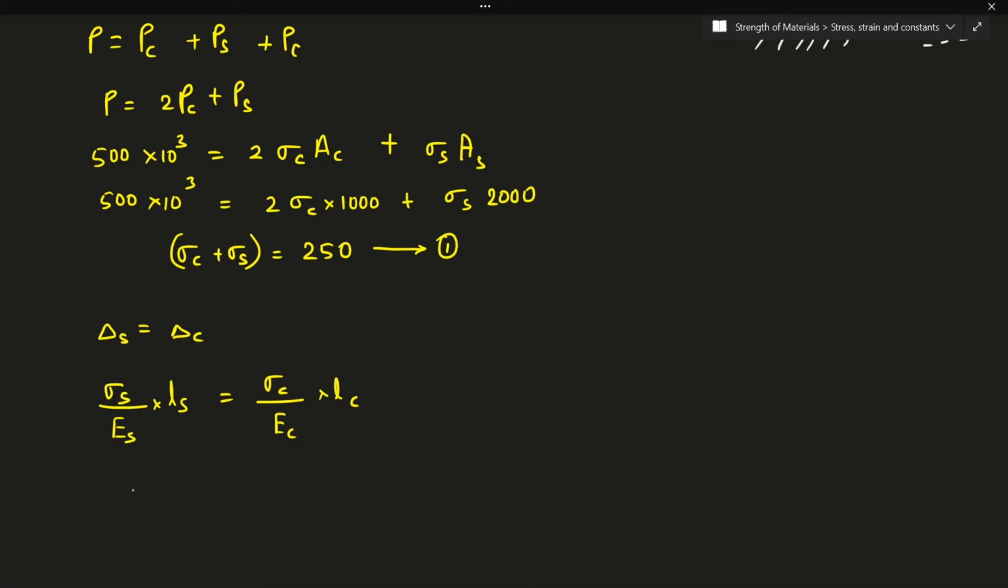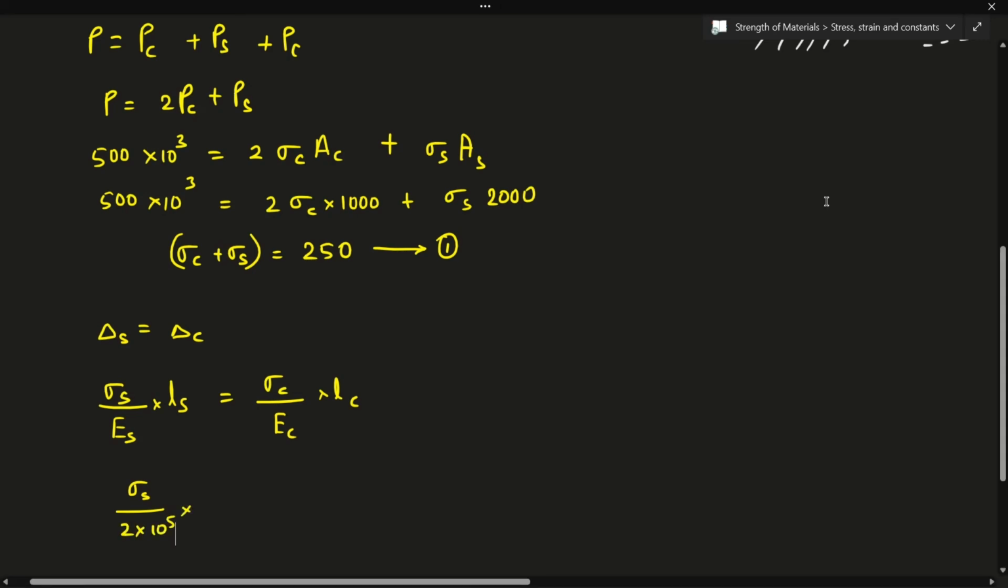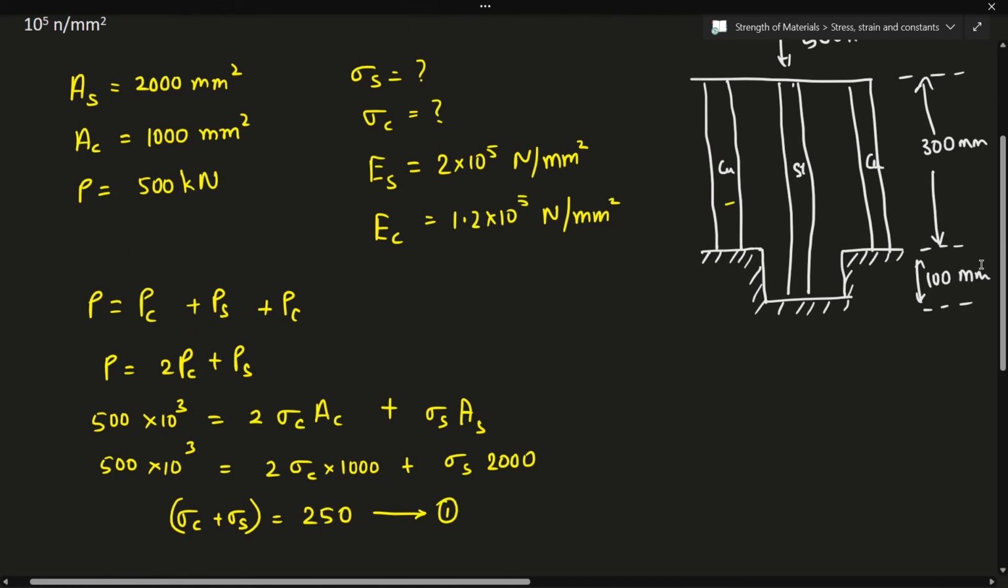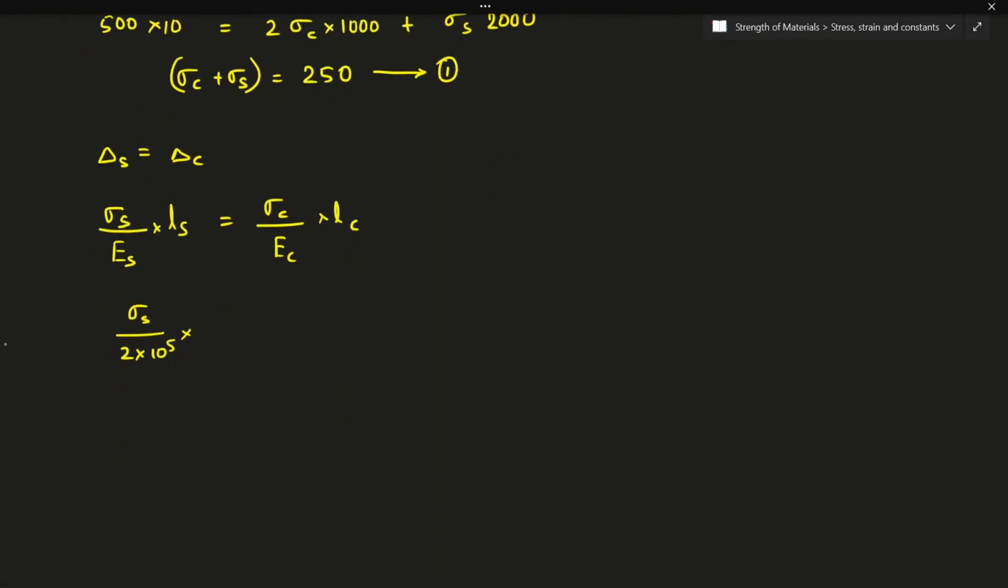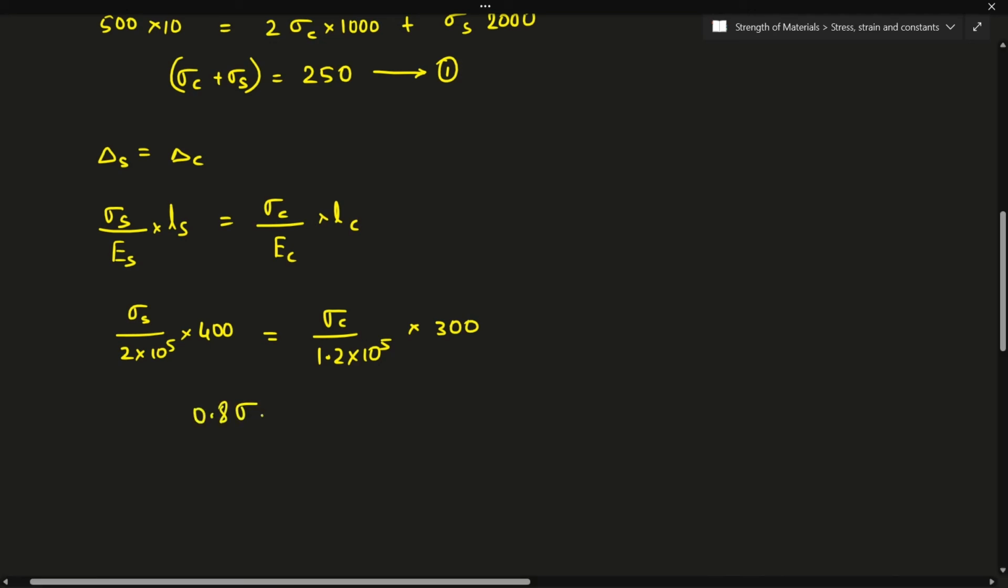Now sigma C I don't know, sigma S I don't know, ES they have given us 2 into 10 to the power of 5, and the length of the steel rod is again 300 plus 100, that is 400. Now we have 400 here. It will be equal to sigma C, we'll have to find that out. This is given as 1.2 into 10 to the power of 5 into the length of copper, which is again 300. Now if I simplify this, I'll be having 0.8 sigma S will be equal to sigma C. So this will be our equation 2.